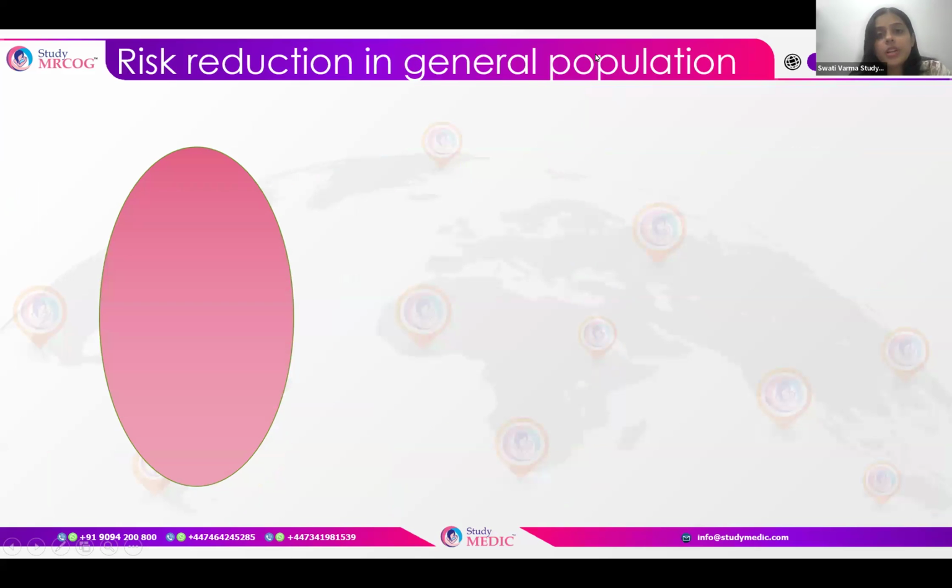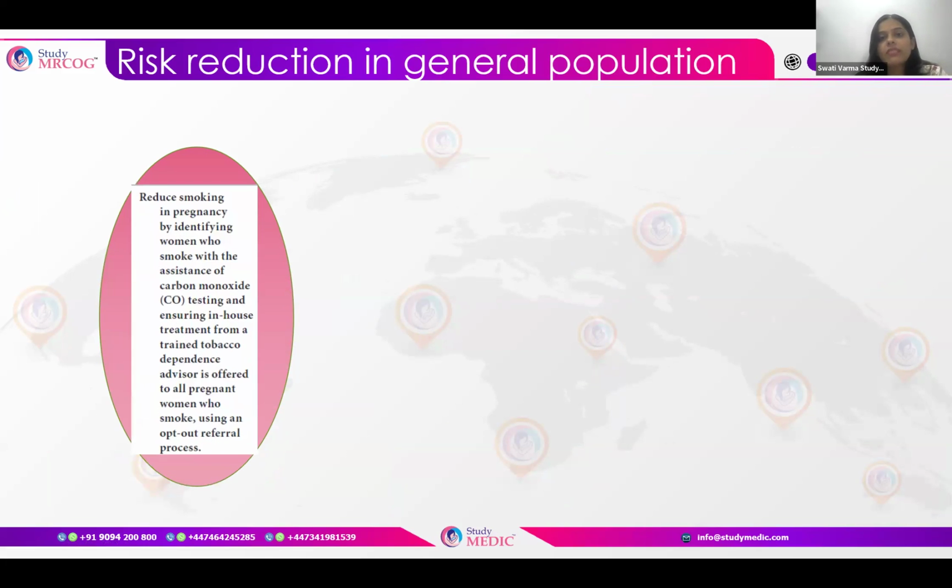Now, in the general population, what all they have mentioned to reduce the risk. So just 2 main things they emphasize in the general population. First, they have paid attention to smoking. So those women who smoke, they highly emphasize to reduce smoking in pregnancy by identifying those who smoke with the help of carbon monoxide testing. This is new in this.